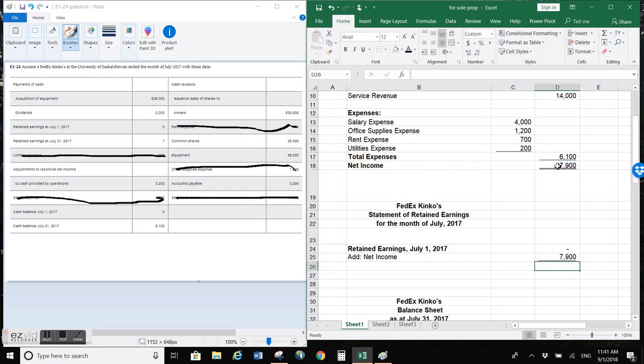Now, has any of this income been distributed to the shareholders? Absolutely is, and it's in the form of dividends. And $2,000. So I got that number right over here from the question. So dividends, we can take that baby out too because I just used it.